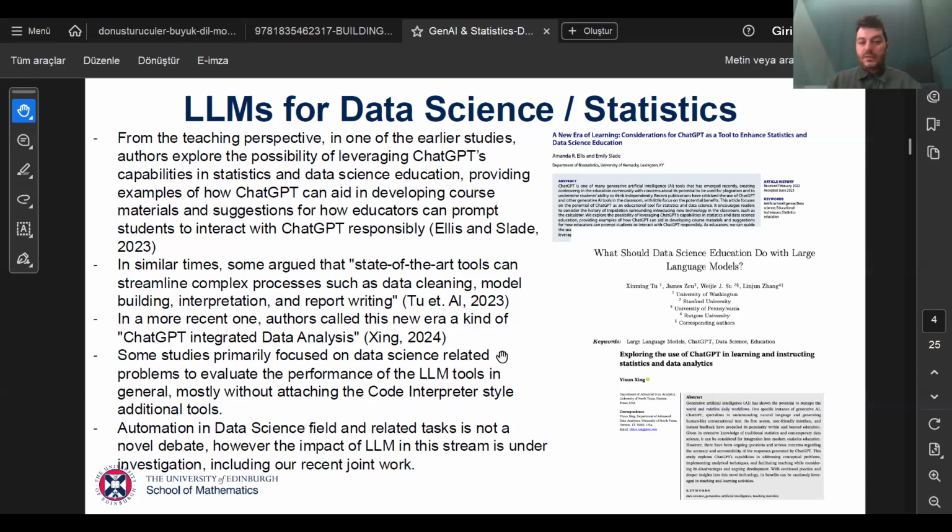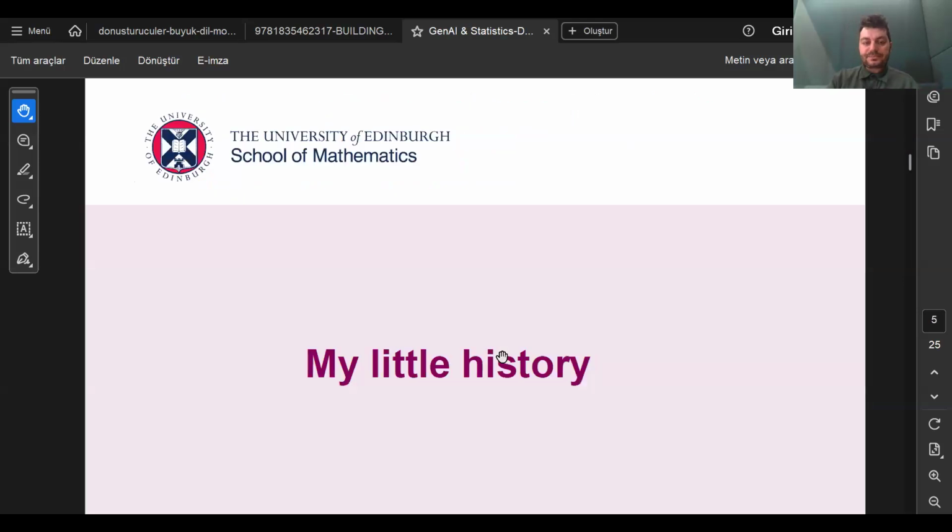What we discovered or experienced so far is how those tools operate or perform on data science tasks, such as pre-processing, EDA, or modeling. This is also related to automation in the data science field. And I would like to talk a little bit about my little history, sparking my interest, and also what we are doing at the moment, especially how LLMs can be implemented in the data science field.